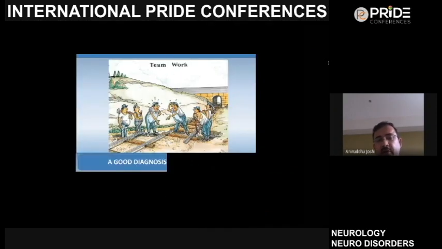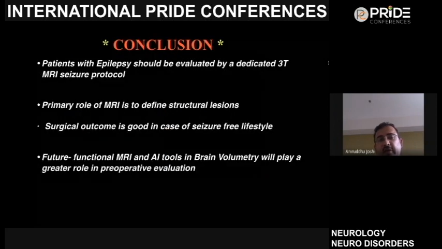So it is teamwork mainly. A good diagnosis needs a good scan. Coming to the conclusion of my topic, patients with epilepsy should be evaluated by a dedicated 3T MRI seizure protocol, and we will find the reasons in most of the patients. The primary role of MRI is to define structural lesions, and the surgical outcomes are very good in terms of seizure free lifestyle. Most of our patients have a seizure free lifestyle.